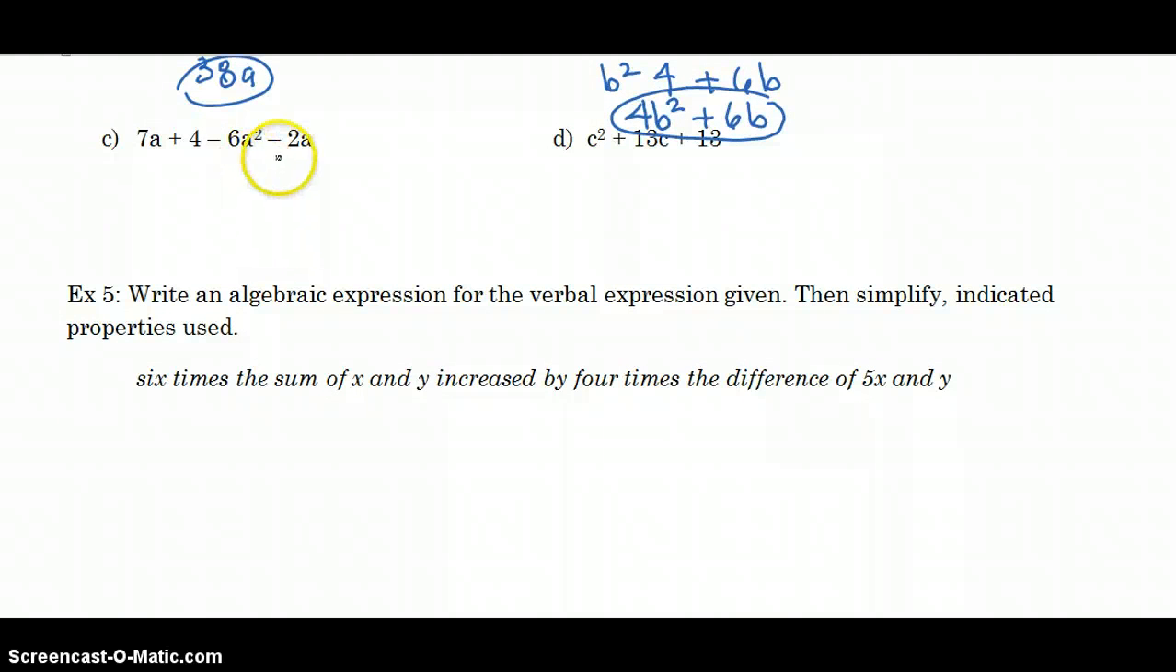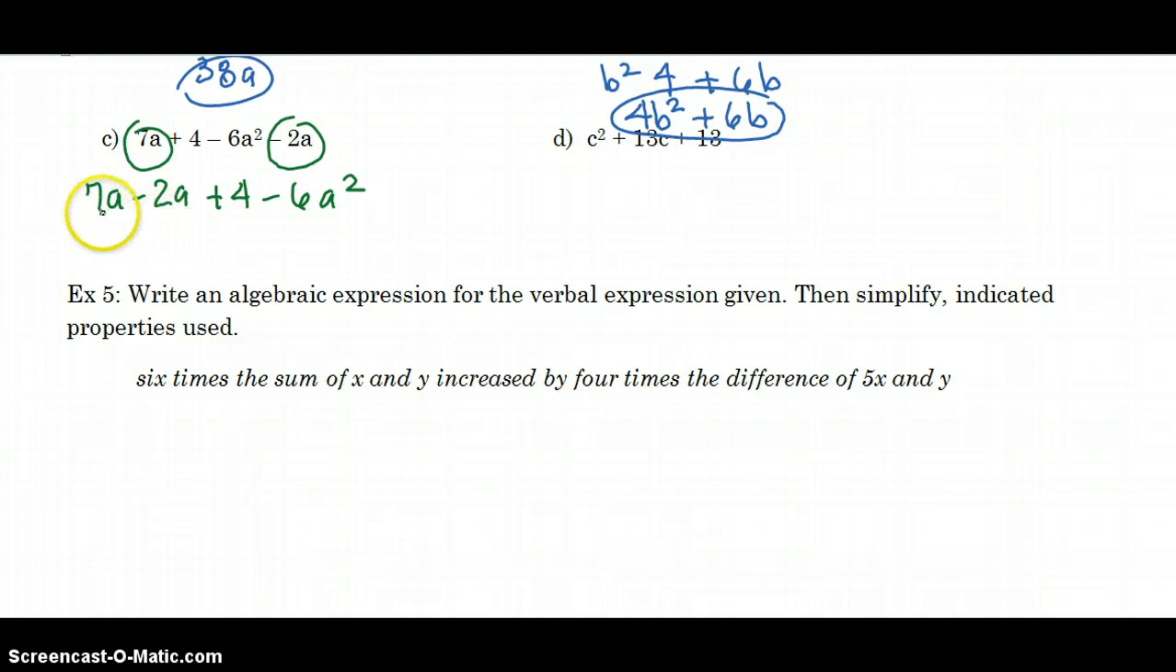All right, let's look for like terms here. I'm going to circle my like terms, 7a and negative 2a. Somebody might say, well, isn't that just a 2a? Yes, but that subtraction means it's a negative 2a, or you're adding a negative. So 7a minus 2a, I'm going to set those beside each other, plus 4 minus 6a squared. And that will allow me to say 7a minus 2a is 5a plus 4 minus 6a squared.